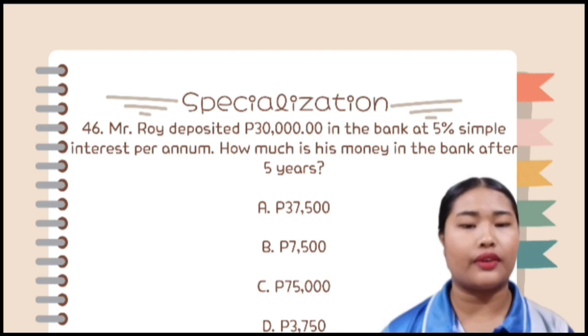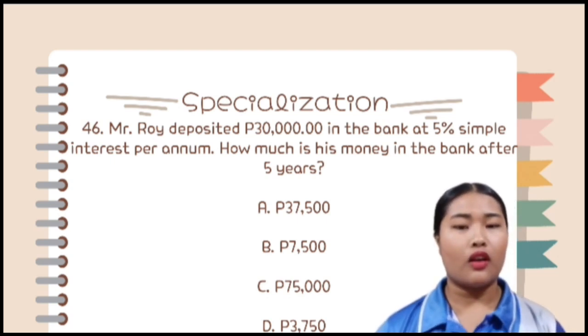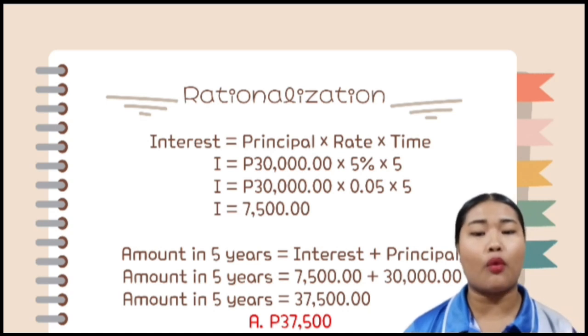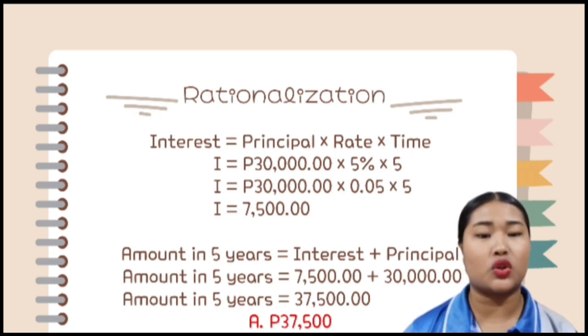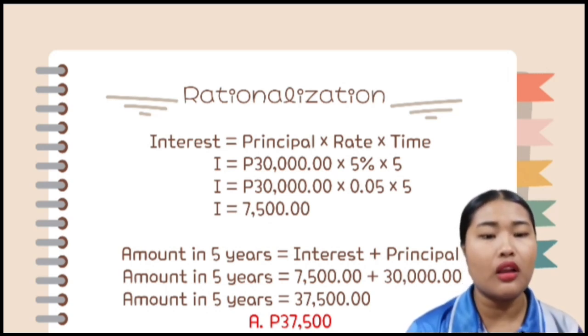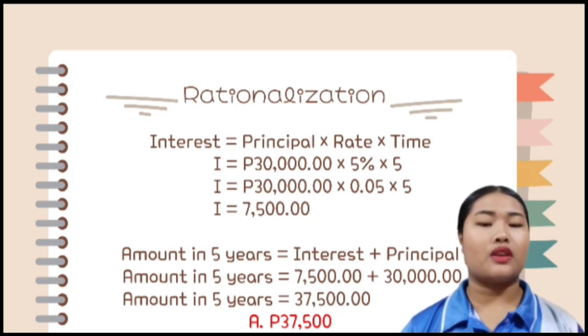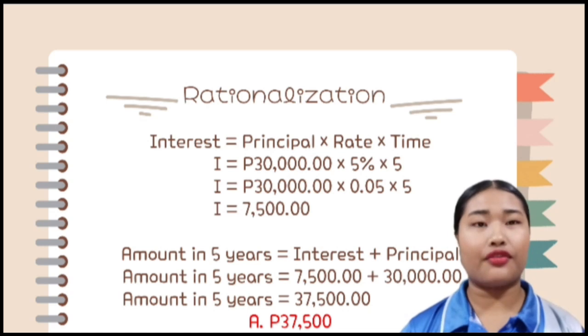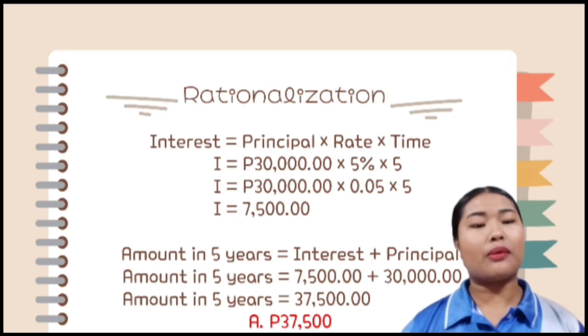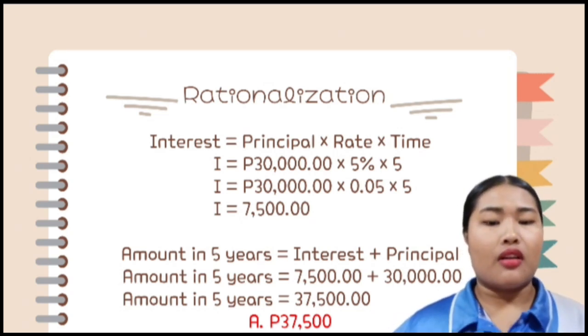So for us to get the interest, here is our formula: interest equals principal times rate times time. So all we have to do is substitute our given. So interest is equal to 30,000 pesos, which is the principal, times 5%, which is the rate, times 5, which is the time. Let's get the decimal of 5%. 30,000 times 0.05 times 5.